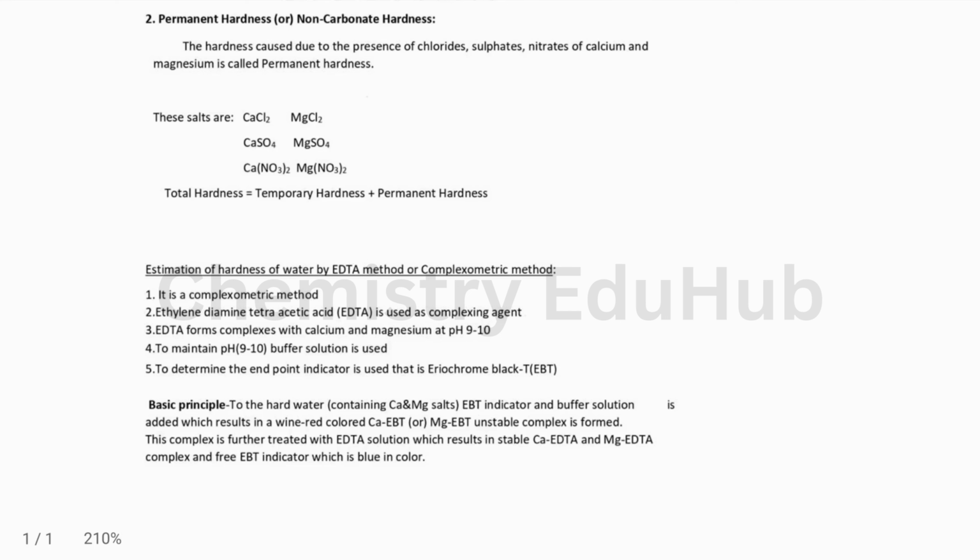The second type of hardness is the permanent hardness or non-carbonate hardness. It is caused by the presence of chlorides, sulfates, and nitrates of calcium and magnesium. Chlorides are generally uninegative, sulfates are dinegative, and nitrates are uninegative ions.